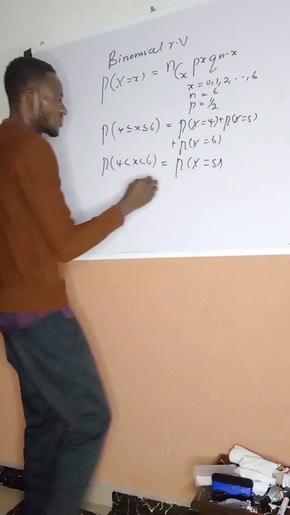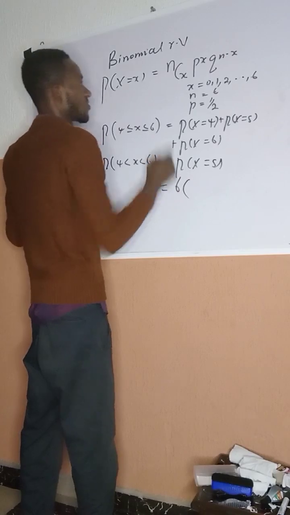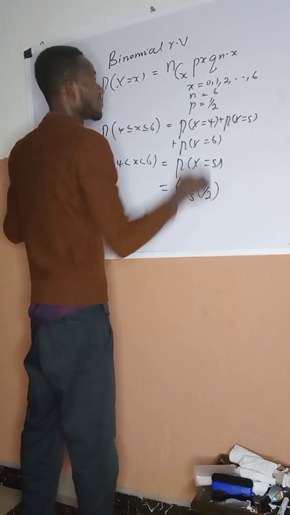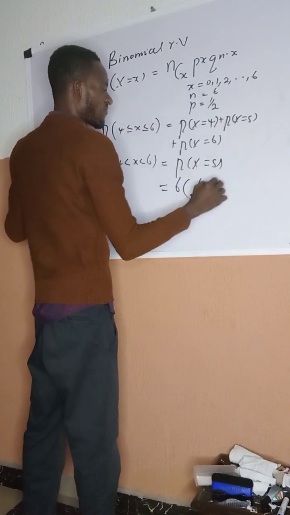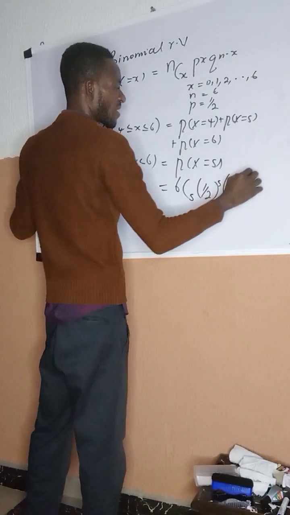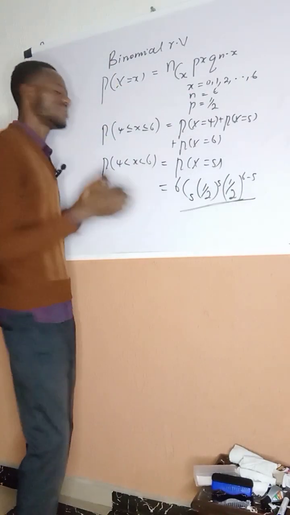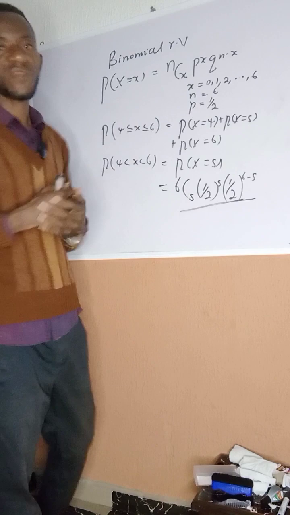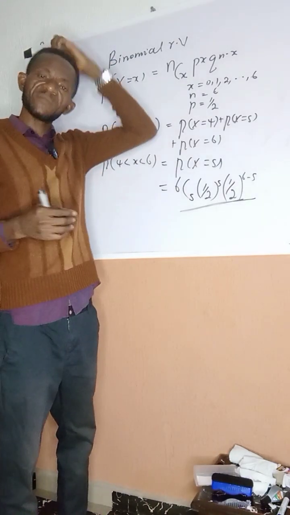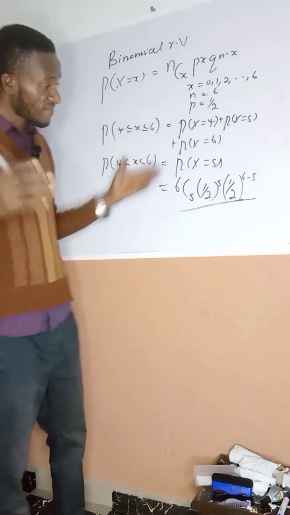And in that case, you know that n is 6 here, so you say 6 combination, and here your x is 5, so 5 combination, 5, 1 over 2 in place of p, raised to power 5, open a bracket, 1 over 2 raised to power n, which here is 6 minus 5. And the moment you use your calculator and evaluate this, you must have answered this particular question. So this is what we call the binomial random variable. Okay? Thank you very much.